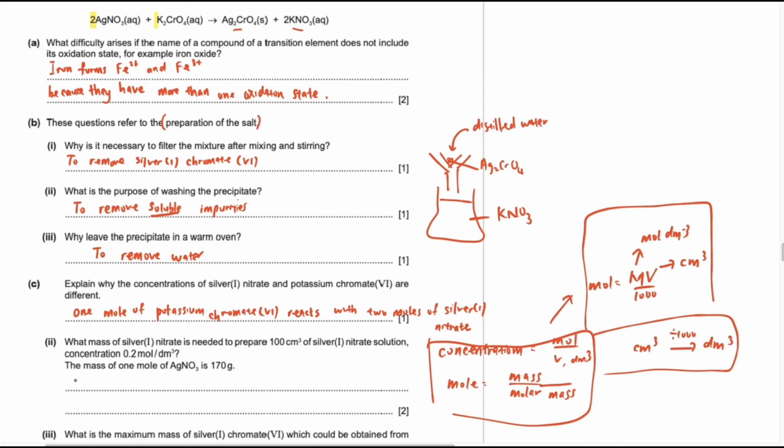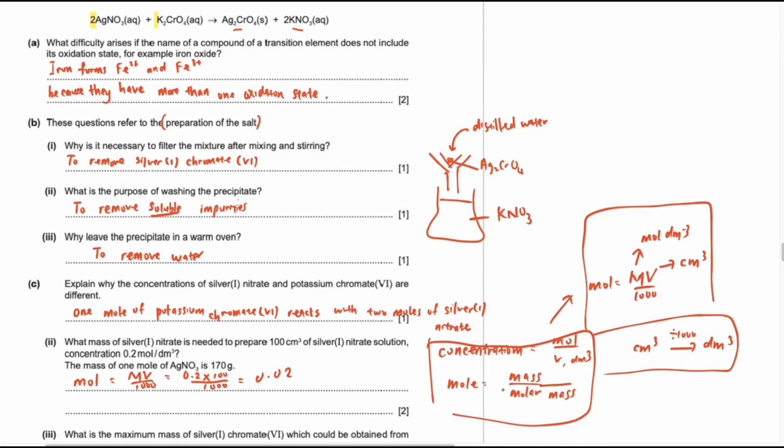If you use mv over 1000, the volume is in cm cube. So mole equal to concentration times volume over 1000. Concentration 0.2, volume 100 cm cube. You divide by 1000 to change it to dm cube. So that means we are using concentration times volume in dm cube to get the mole. We just use a calculator: 0.2 times 0.1, we get 0.02. So 0.02 is the mole.